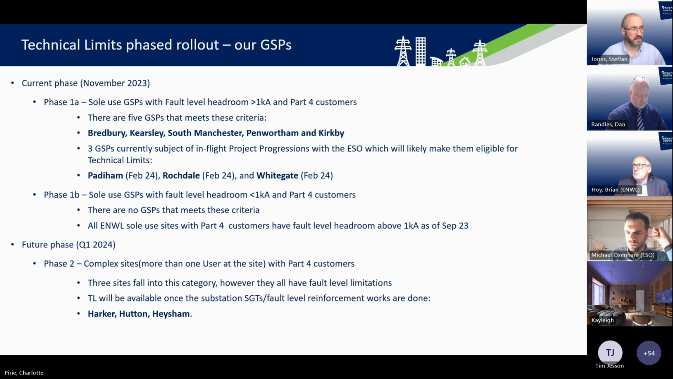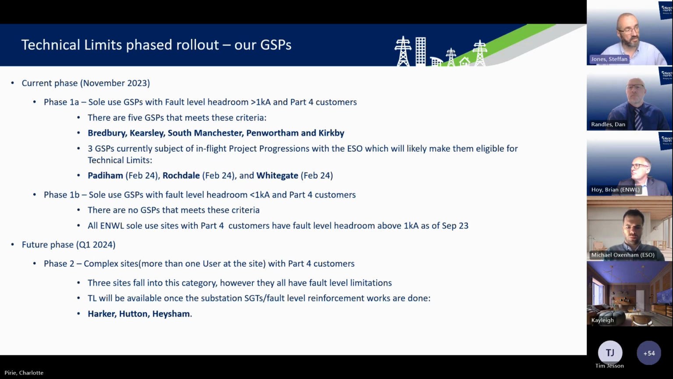Phase 1, phase 1A, if you like, is looking at sole use GSPs only. That means the GSP is only an interface between ourselves and National Grid and not with any other party involved. And initially, where there are no fault level concerns, because obviously technical limits work a lot easier where that's not a problem. We currently have 5 GSPs that meet those criteria. We're going to go into this in a little bit more detail in a bit, but they're on the slide there for anybody that is interested: Bredbury, Kersley, South Manchester, Penwortham and Kirby.